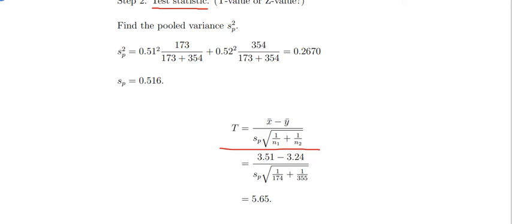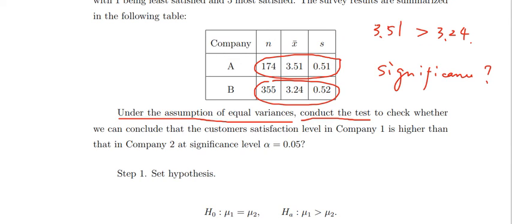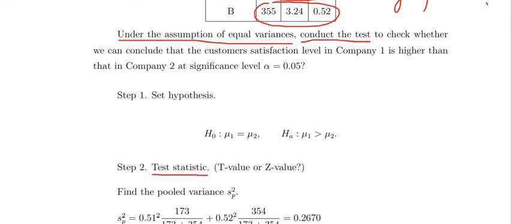So by now, we can easily understand this is SP squared, right? We have two variances. The other one has a standard deviation of 0.51, so 0.52. Variance is the standard deviation squared. So we have those two variances.